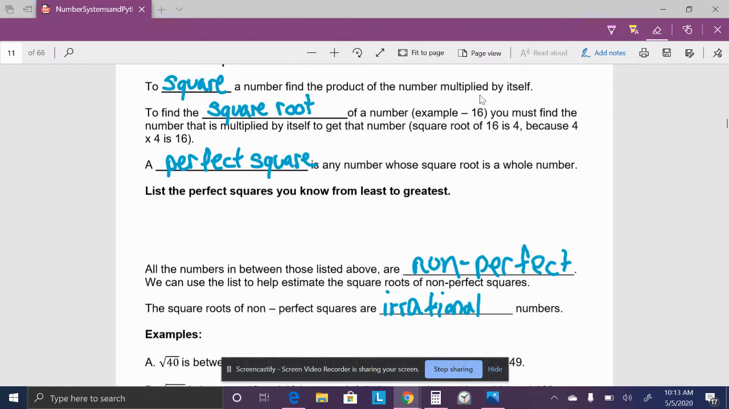To find the square root, you're doing the inverse of that. You're doing the opposite operation of squaring a number. So, for example, the opposite of multiplying is dividing. The opposite of adding is subtracting. So the opposite of squaring is square rooting. To find the square root of a number, you must find the number that is multiplied by itself to get that number. So, for example, the square root of 16 is 4 because 4 times 4 is 16.